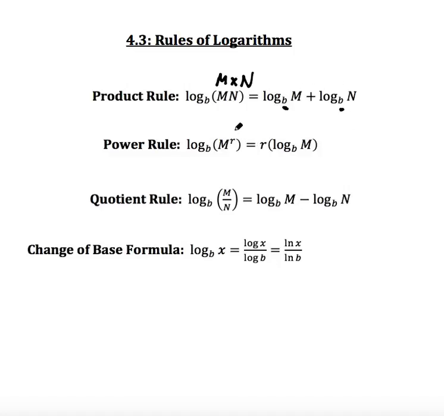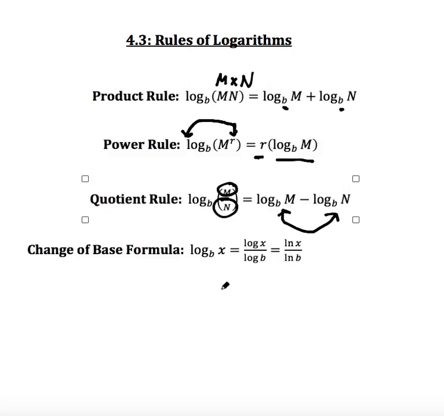The power rule says that if you have log of something raised to a power, you can take that power and drop it out in front. So that's what's going on here. So now it's r times the log base b of m. The quotient rule is similar to the product rule. If you're dividing 2 things, so m divided by n, instead of addition for the product rule, we're going to separate them into 2 logs, and we're going to have subtraction between them.